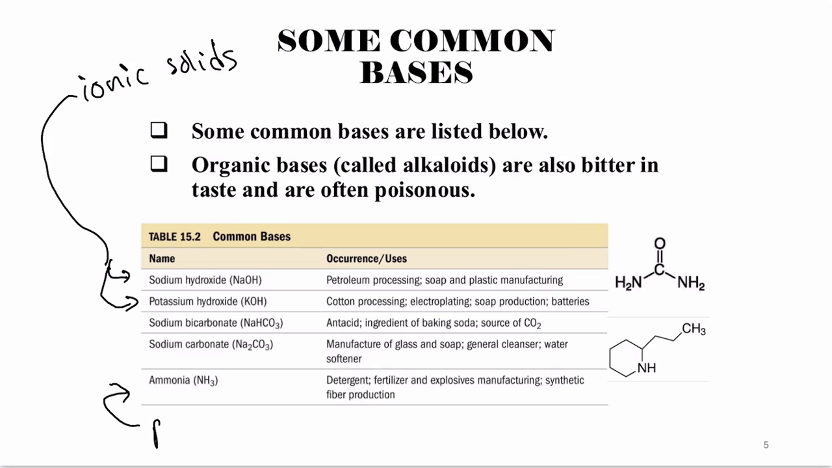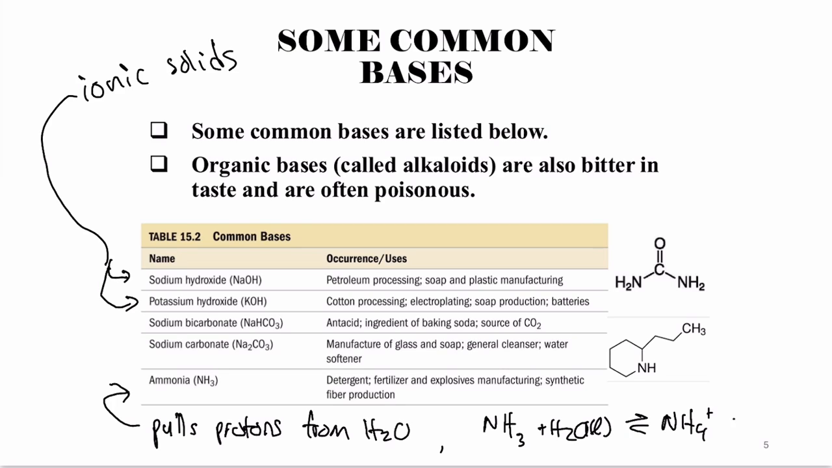This pulls protons from water. So this will do something like NH3 plus H2O, which is liquid water, will go to NH4 plus and OH minus, right? So we still create the hydroxide ion that makes the solution basic, but it pulled one of the hydrogens from water, or it pulled the proton from water, right? Because it's not the whole hydrogen, it doesn't have the electron, and it does that and it creates this. So that's why ammonia acts basic in these cases.